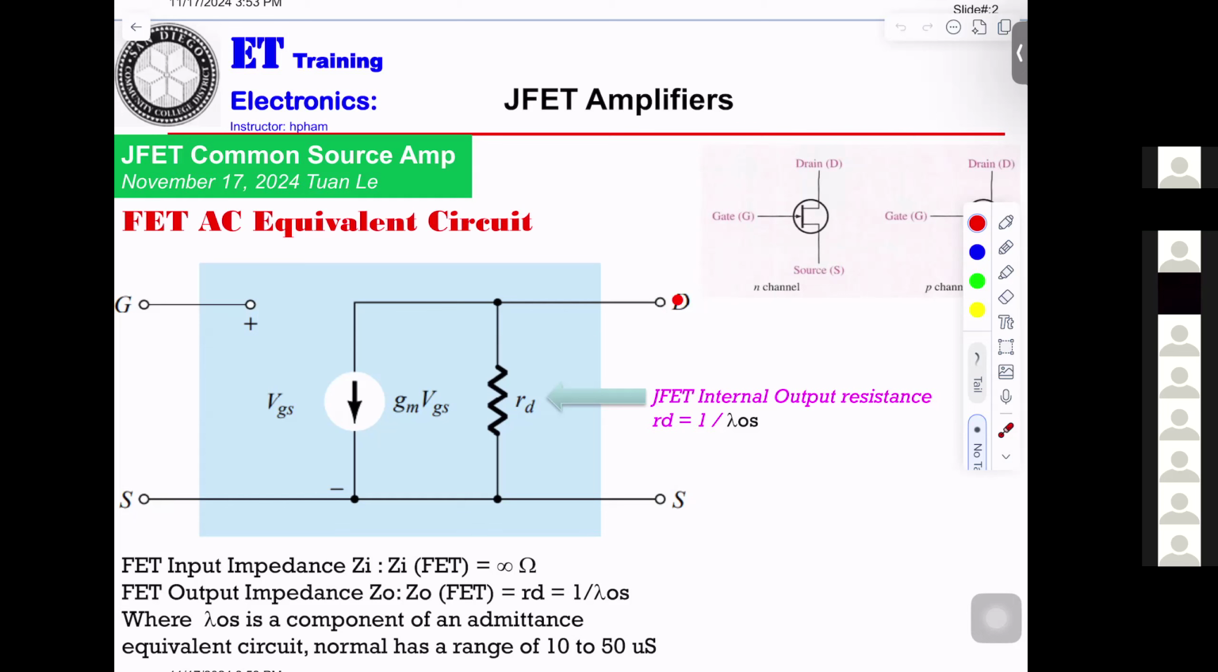This is from gate to the source, that means VGS. The only thing is, this is the internal output resistance. We do not deal with that. We are not using it, okay?